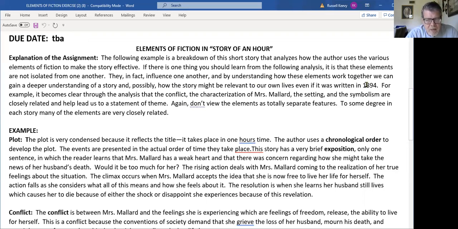And that's the one thing I want you to always think about as we're reading stuff. A lot of it's going to be older, and is it still relevant?